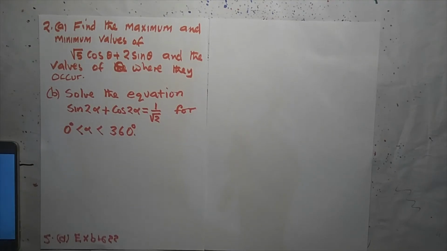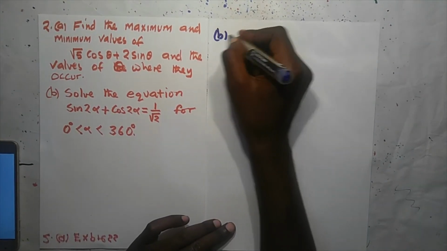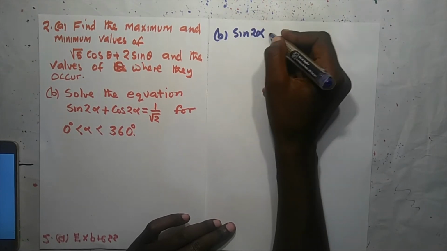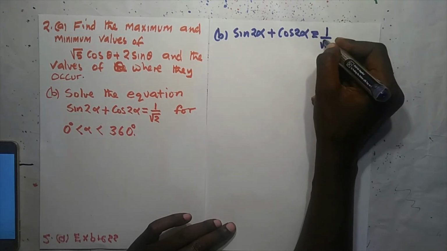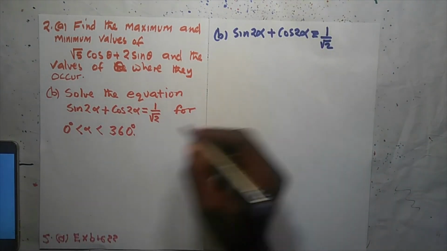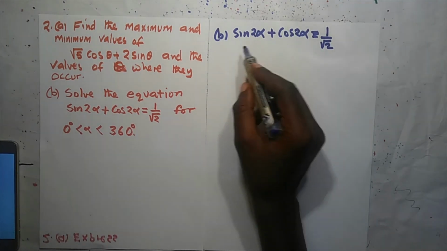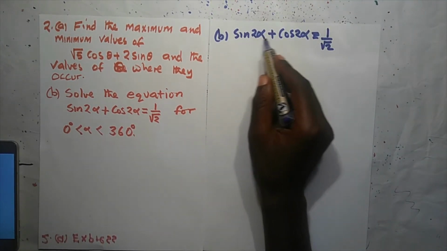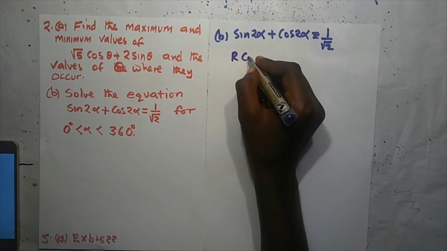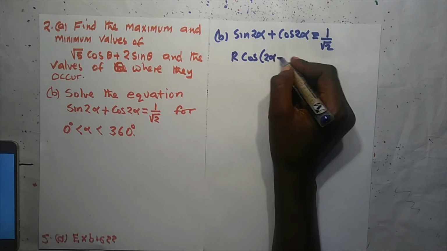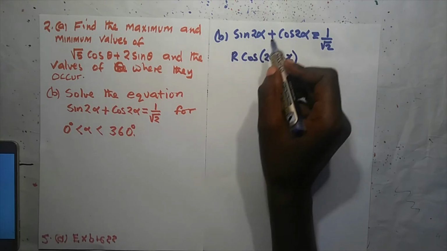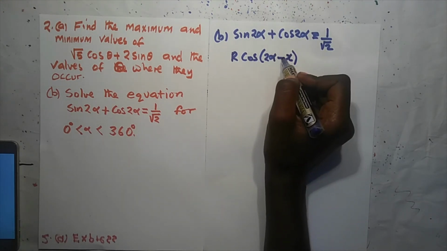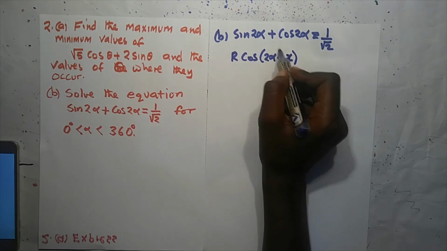In part B of the question, the question says solve the equation sine 2 alpha plus cos 2 alpha is equal to 1 over root 2 for alpha between 0 and 360. And so here, when we are solving an equation like this, the first thing is to convert this part here into the form r cos 2 alpha minus x. Okay, so when you see there's a plus here for cosine, you put a minus here, because after expanding this, we are going to have a plus.